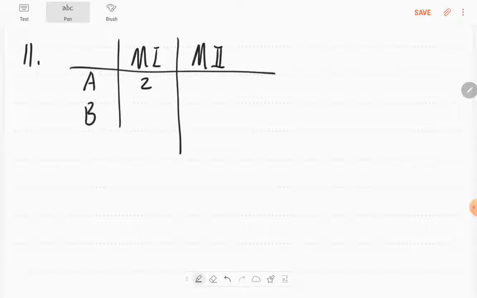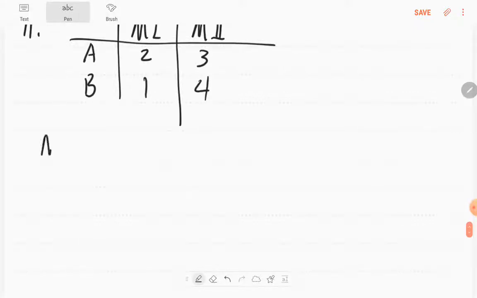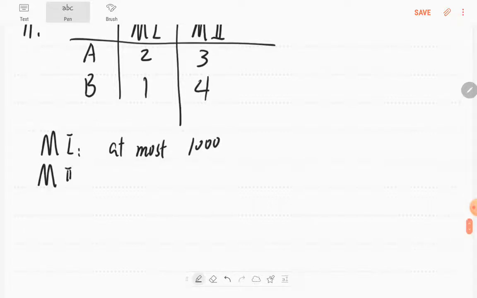So we need 2 hours for product A on machine 1 and 3 hours on machine 2, and 1 hour on machine 1 for product B and 4 hours on machine 2 for product B. So it says machine 1 is available at most 1,000 hours, and machine 2 is available for at most 2,500 hours.